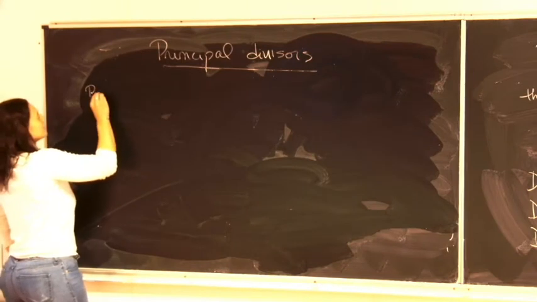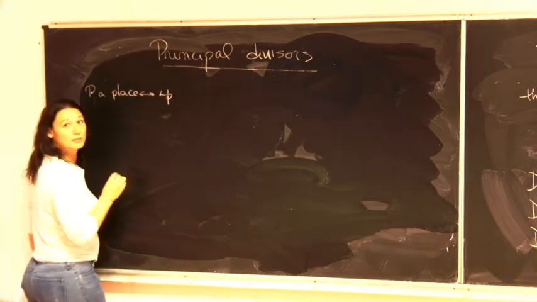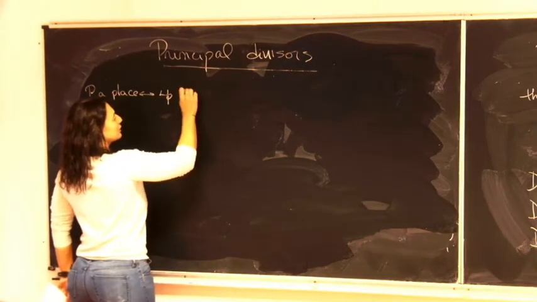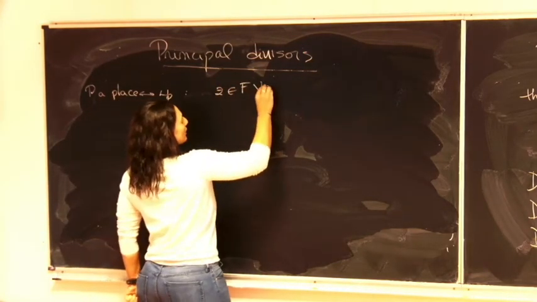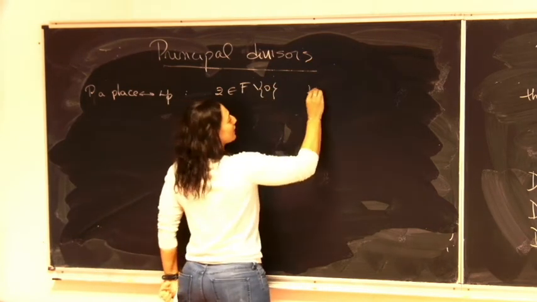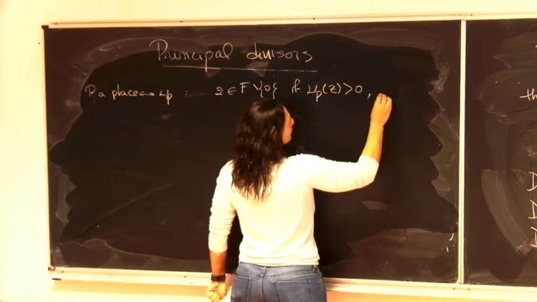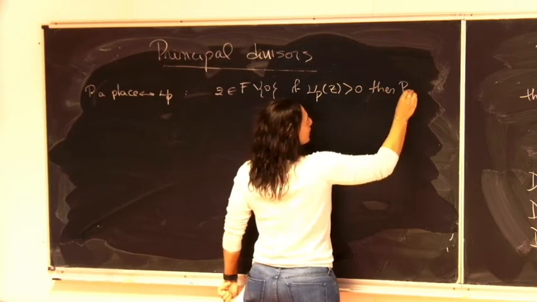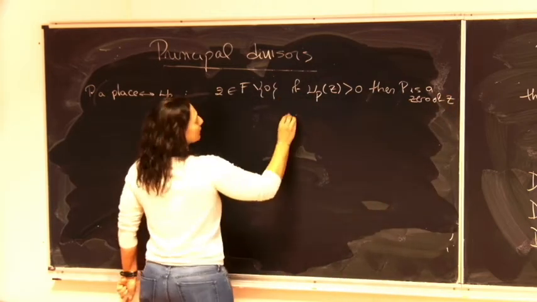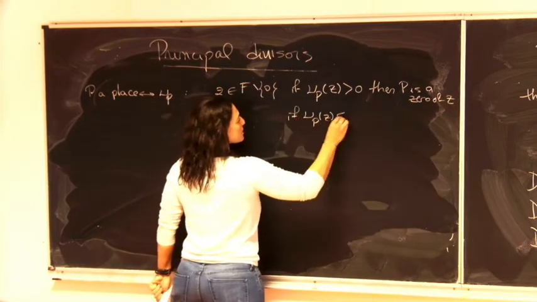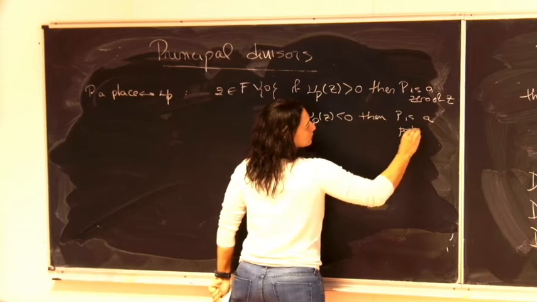If we have a place, we associate the corresponding valuation. And for each non-zero element of the function field, if the valuation was positive, we said that P is a zero of z, and if the valuation was negative, we said that P was a pole of z.